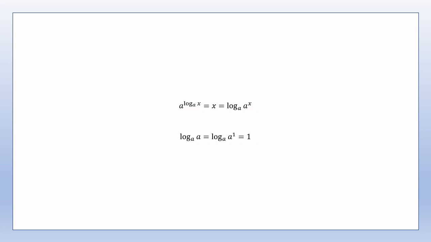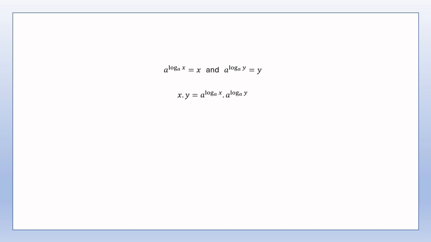But what about some of those other properties? So in particular, we know that for suitable values of a, x and y, that a to the power of log to the base a of x is equal to x, and a to the power of log to the base a of y is equal to y. Therefore, x times y is equal to a to the power of log to the base a of x times a to the power of log to the base a of y.